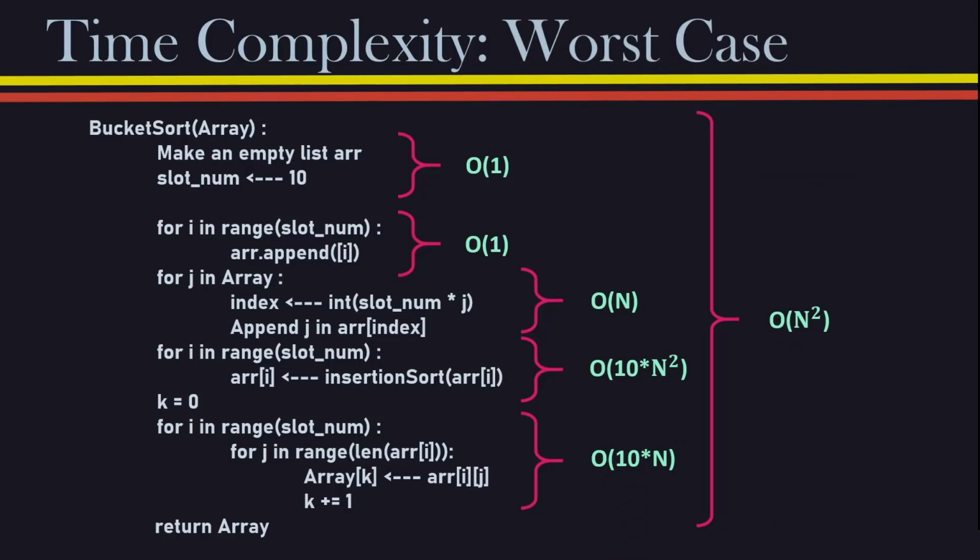The worst case time complexity of bucket sort algorithm is big O of n square. When the insertion sort will work within buckets, it will take n square time to sort the elements. So the final time complexity of the algorithm will be big O of n square in the worst case scenario.